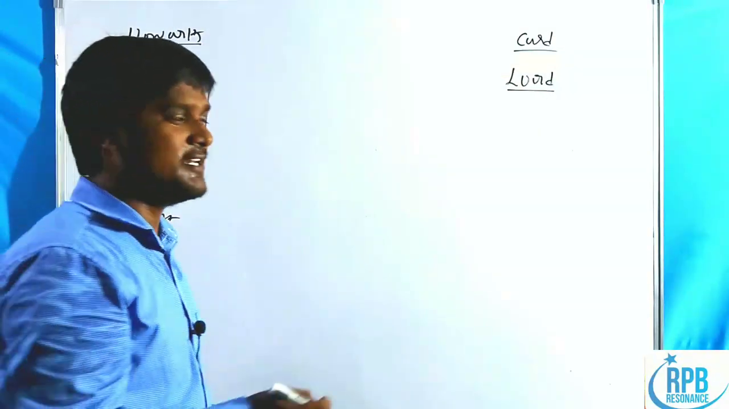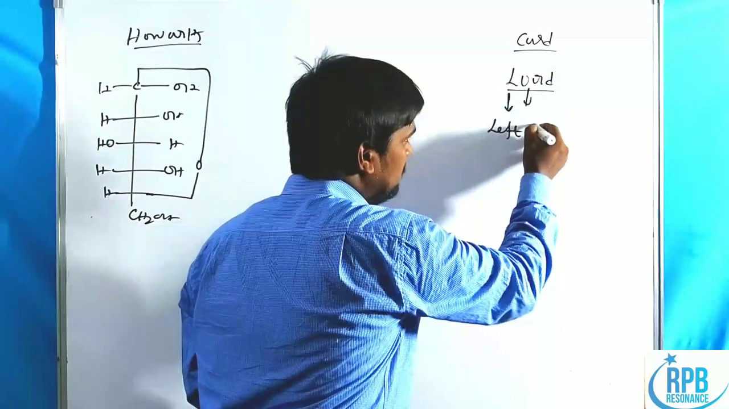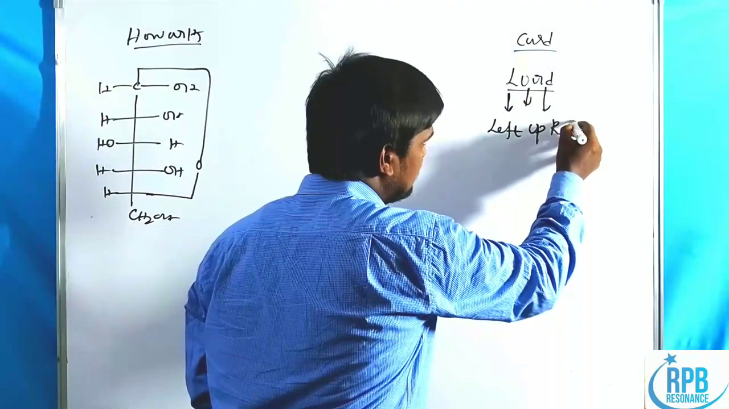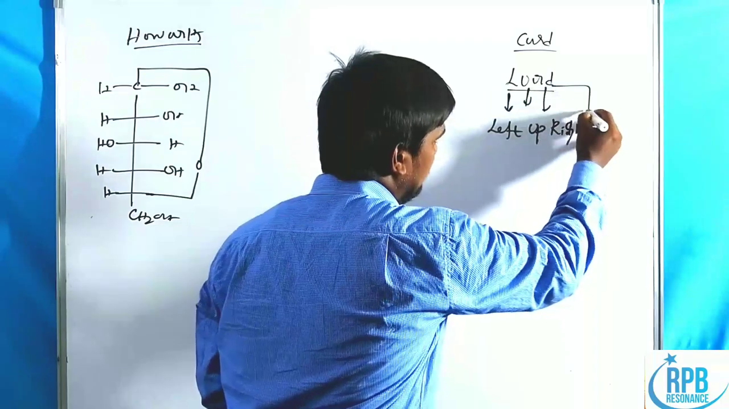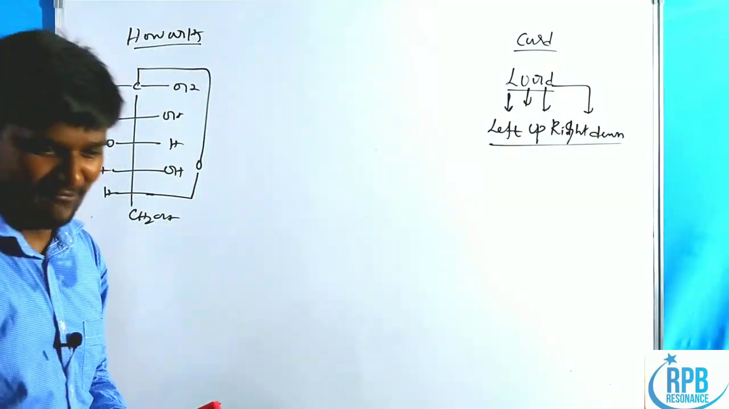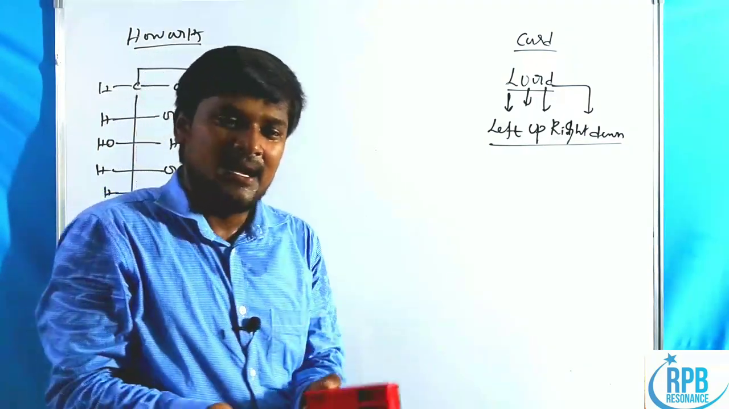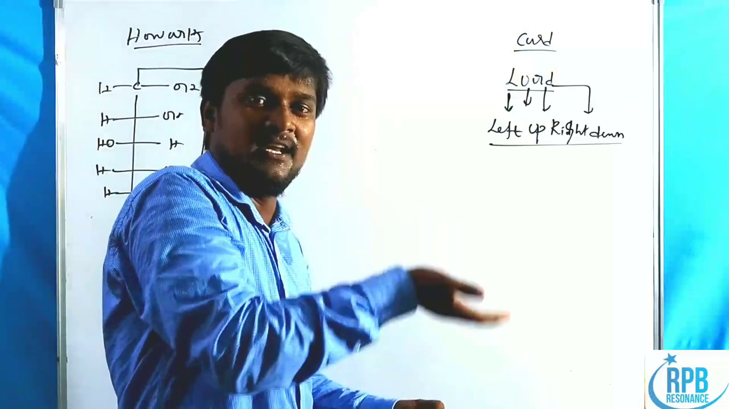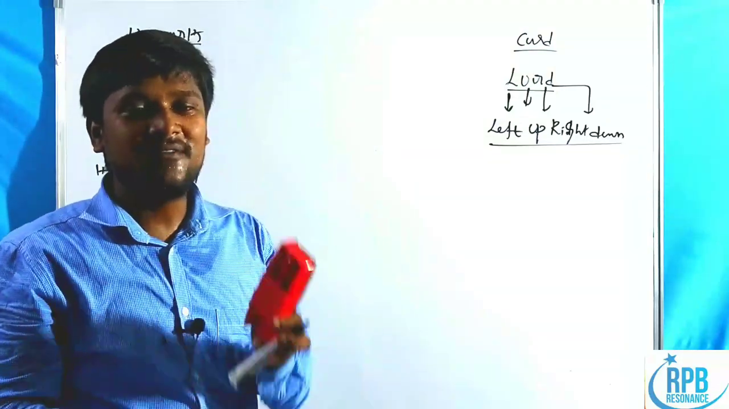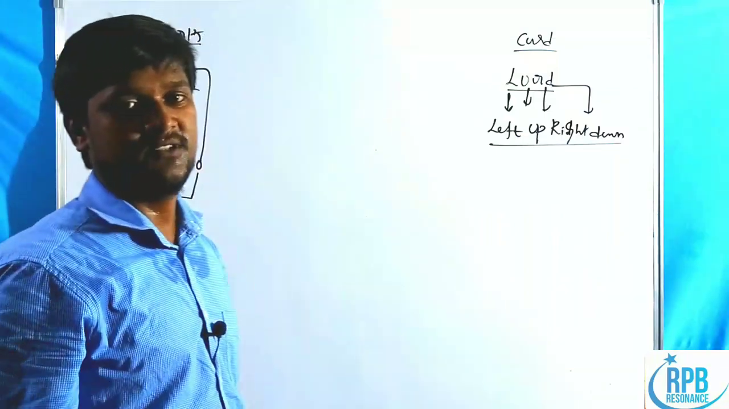So simple, very simple trick regarding them. L means left, U means up, R means right, D means down. So very simple trick: left up, right down, left up, right down. In case the OH group is on the left side, then it is placed at the upside position of the cyclic ring. If the OH group is on the right side, then it is placed at the bottom side of the ring.